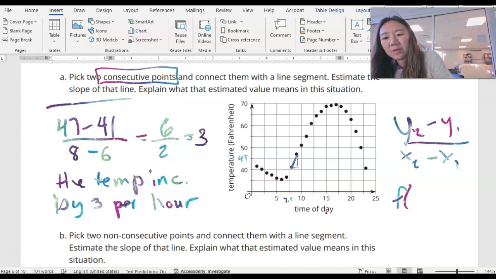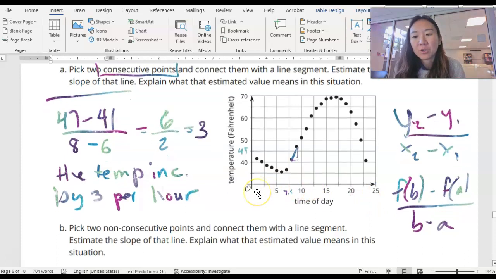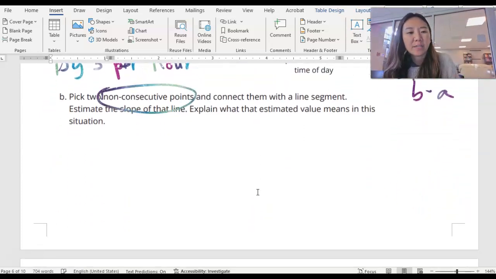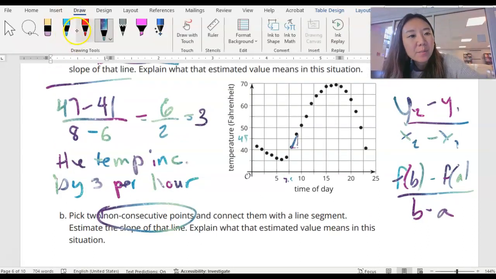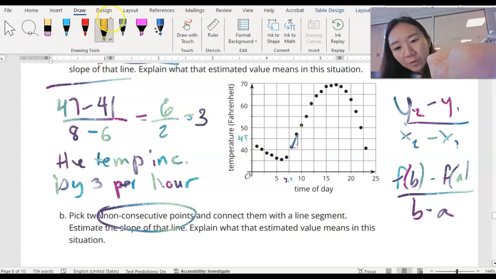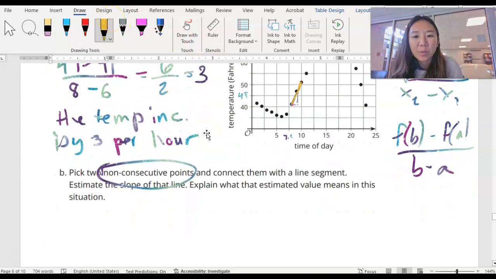Or if you want to think of it in this way, it's your later output minus your earlier output over your later input minus your earlier input. Now it says pick 2 non-consecutive points. So I'm going to use the same first point, but I'm going to choose a different second point. So I'm going to go from here to here. These are not consecutive, right? That other one's a little bit later.